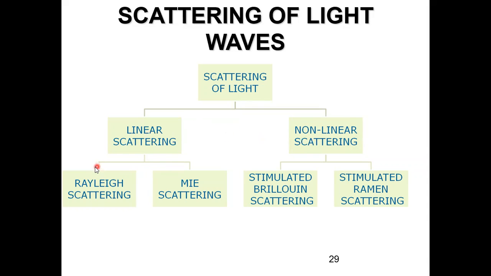Linear scattering is again of two types, Rayleigh scattering and Mie scattering. However you want to pronounce it, I prefer to call it Mie scattering. Non-linear scattering is again of two types, stimulated Brillouin scattering and stimulated Raman scattering. So we will be studying these. You can see that if scattering loss is asked, you have this much to write.